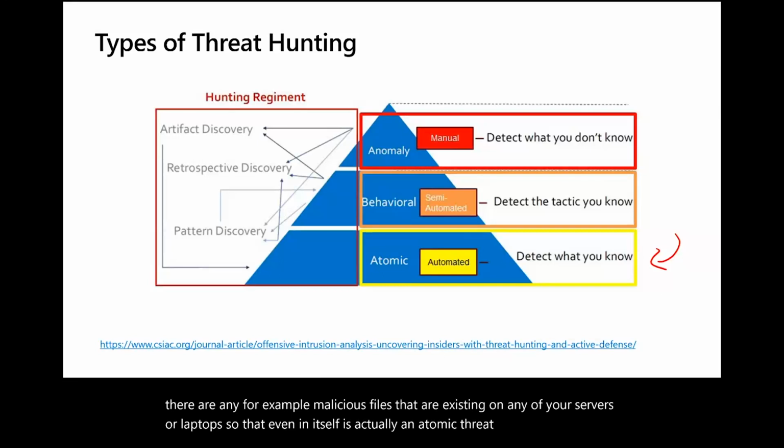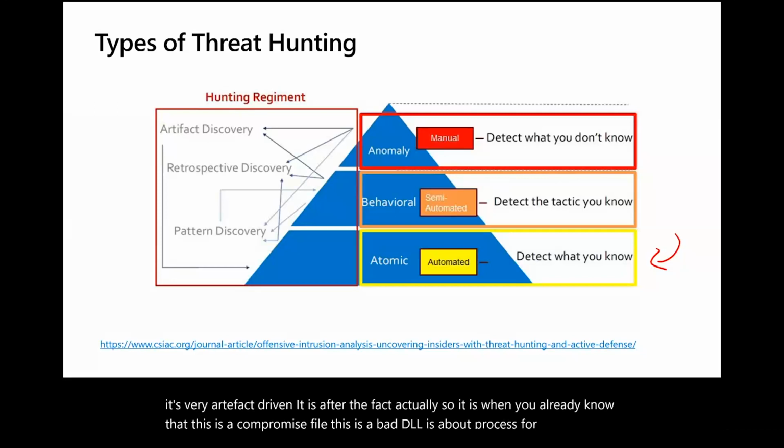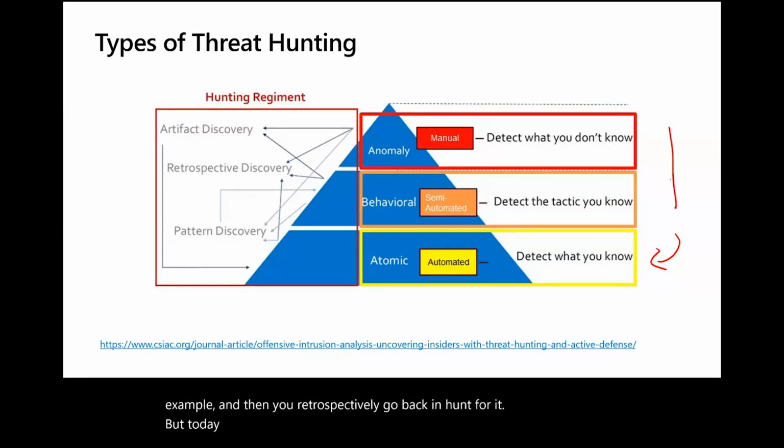So it's very artifact driven. It is after the fact, actually. It is when you already know that this is a compromised file, this is a bad DLL, this is a bad process, for example, and then you retrospectively go back and hunt for it. But today, what we mostly want to talk about is in the upper tiers.